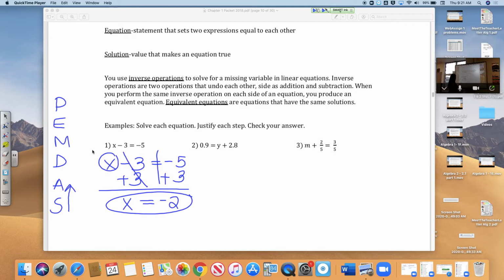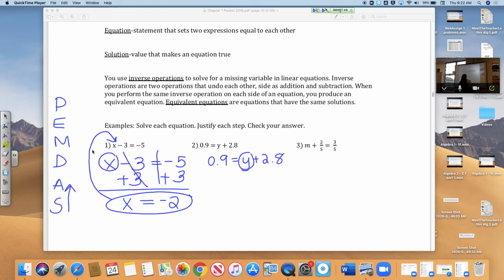To check your answer and make sure it's a solution, you can replace it in for x and make sure it works. Negative 2 minus 3 is negative 5. So after I check my work, I can verify that that is true, and then I can move on to the next problem. The next problem is 0.9 equals y plus 2.8.